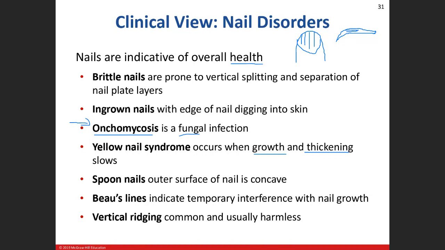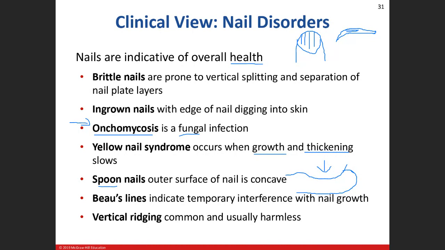Spoon nails, very interesting. When you see spoon nails, the nail itself becomes more concave, kind of like that. Here's your finger. It indents inward like that. Some of that can be cardiovascular in nature.